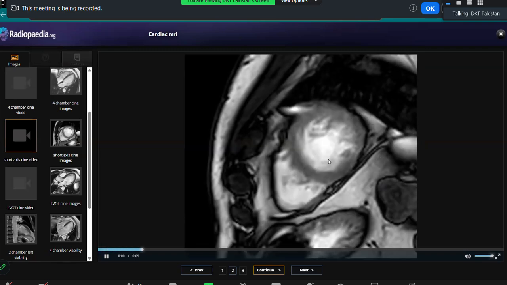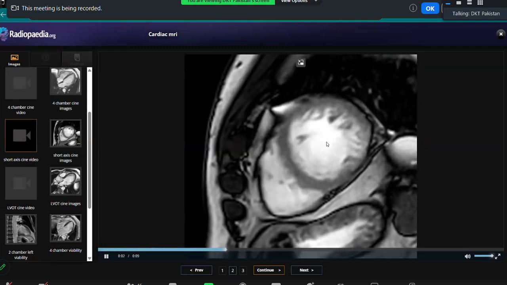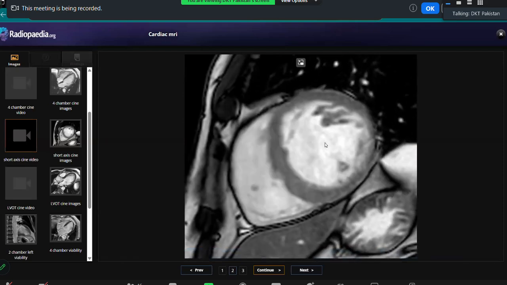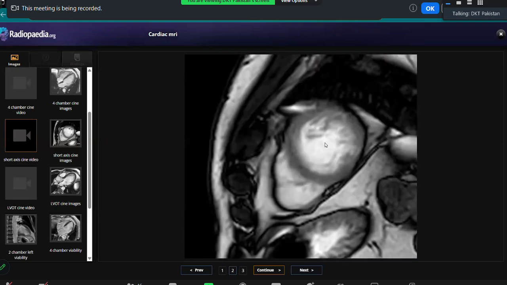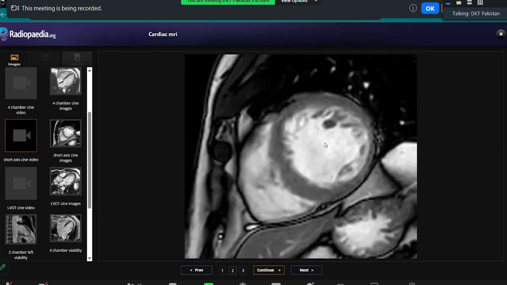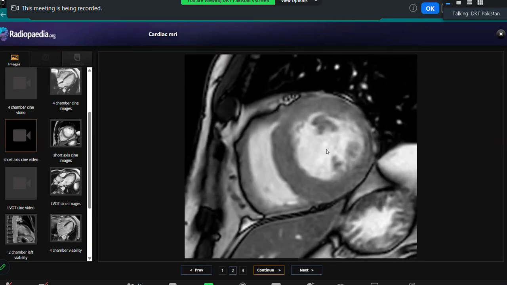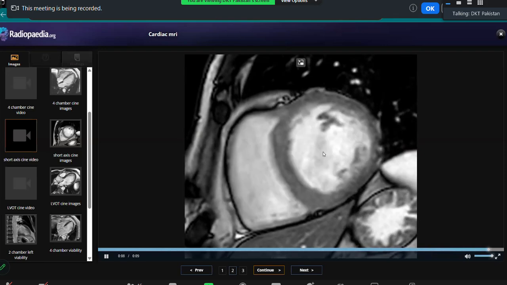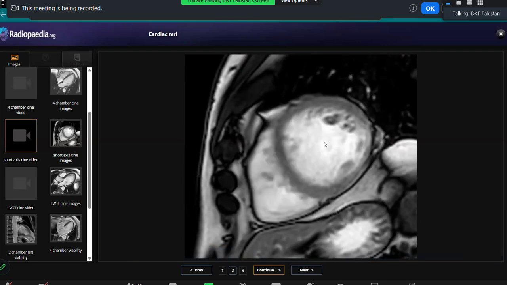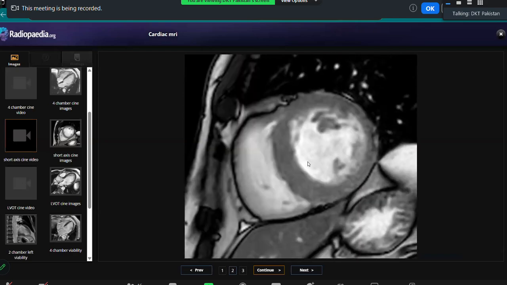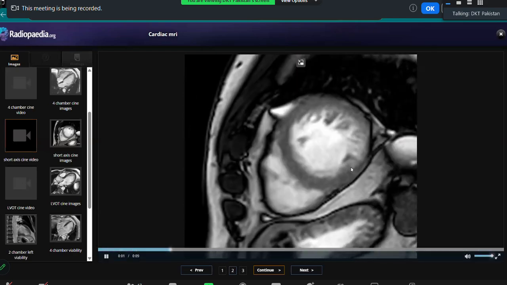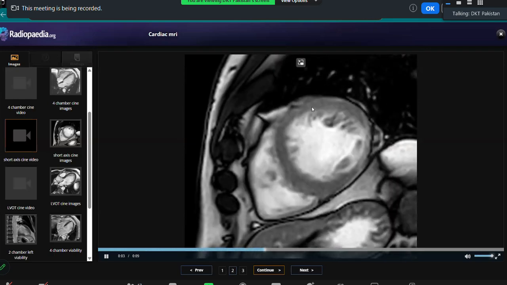If I show you the cine, you can see we usually put a marker in the center. If you see, all the walls are moving towards that cursor, okay, except for the lateral wall. The lateral wall is not moving much towards the center, okay. So it means there is some decreased movement of the wall. It is called hypokinesia. And if you can see, this is the septal wall, this is the lateral wall. We call this the inferior wall, and we call this the anterior wall.